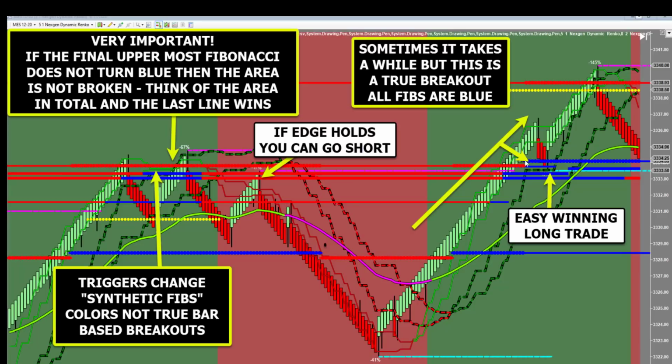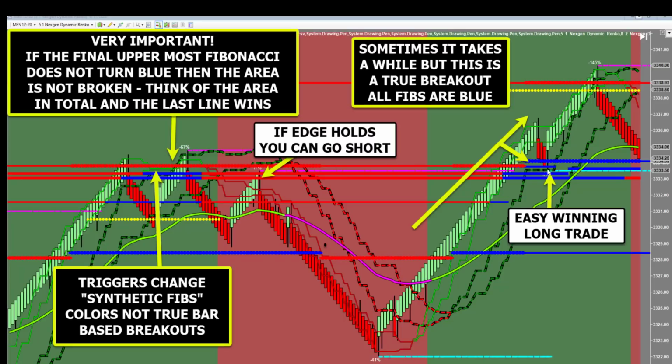Now, vice versa. Over here on the right, notice that everything broke above. Not only did the colors turn blue on the synthetic fibs, but the last red fib actually turned blue. That's your indication that we have made a clean breakout, and we would expect one more trend trade up to the next Fibonacci resistance. So it's very important you stare at the last fib, not some of the first fibs, or you may get tricked into doing trades you don't really want to do.